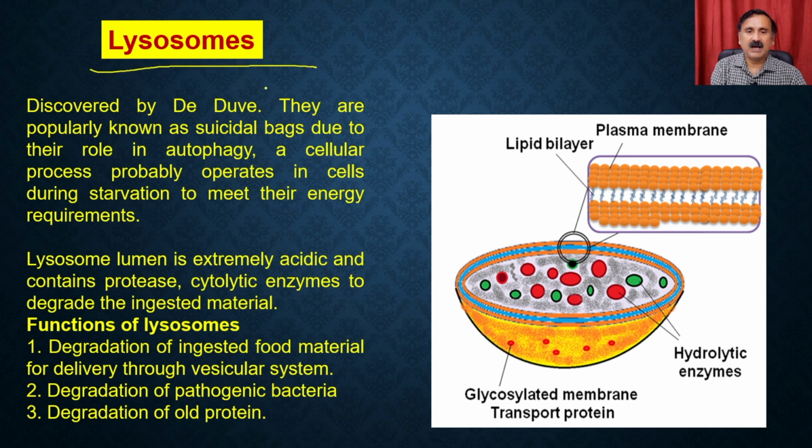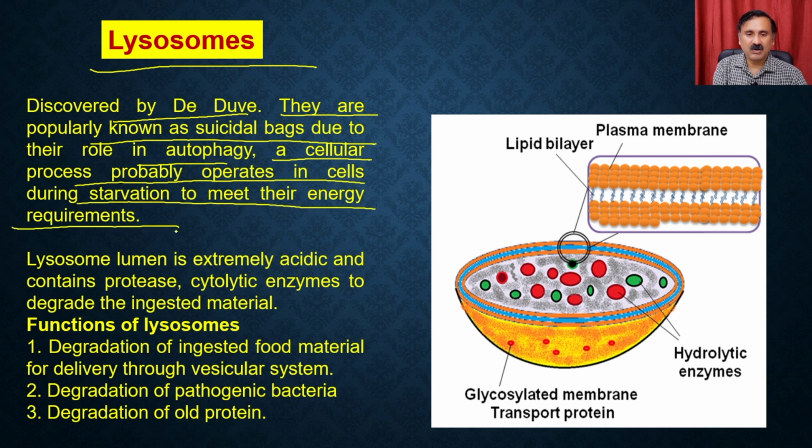Then we have the lysosomes. Lysosomes are popularly known as suicidal bags due to their role in autophagy, a cellular process that probably operates in the cell during starvation to meet its energy requirement. The lysosomal lumen is extremely acidic and contains proteases and enzymes, and it degrades the ingested material. So these are the functions of the lysosomes.